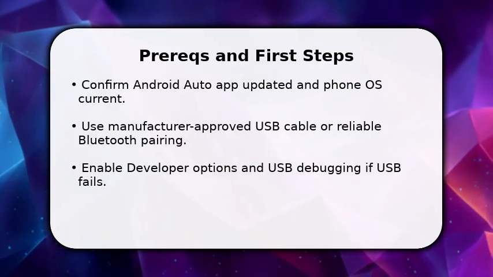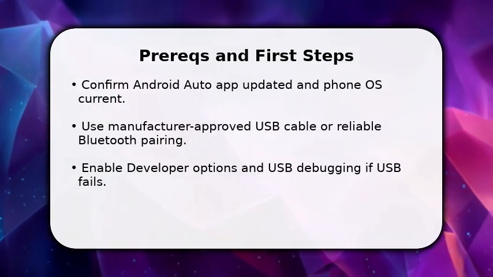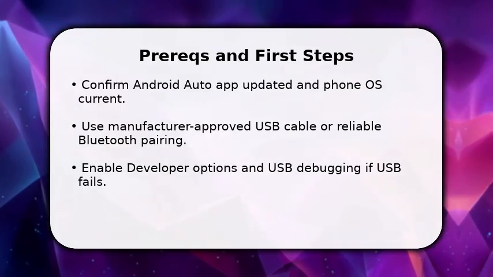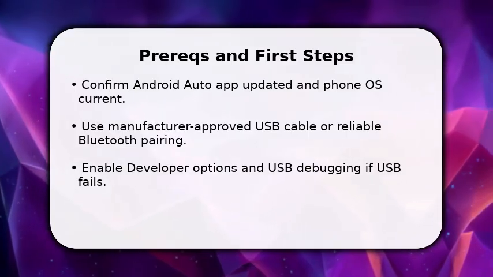You'll begin by verifying essentials. Make sure Android Auto and your phone OS are updated and that the car supports the app. Next, connect using a high-quality USB cable or initiate Bluetooth pairing if wireless is available.